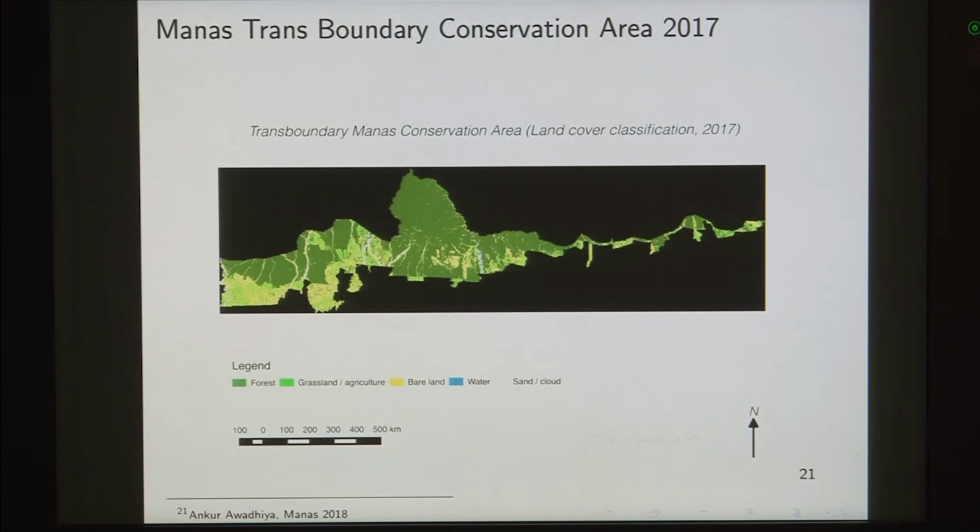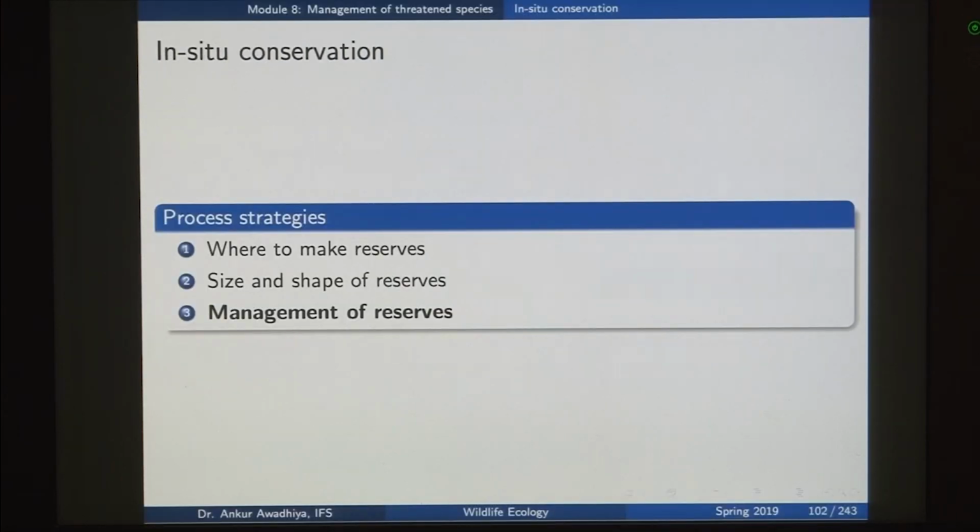So, we looked at where to make the reserves, we looked at shape and size of the reserve. The third question in the case of in situ conservation is, how do you manage your reserves? Once you have created your reserves, what next do you need to do?